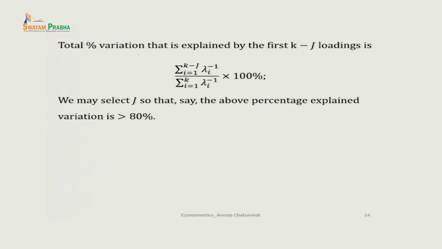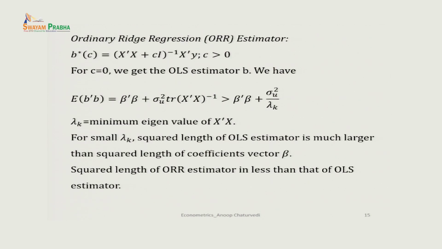Then the total percent variation that is explained by the first k minus j loadings is summation i equal to 1 to k minus j lambda i inverse upon summation i equal to 1 to k lambda i inverse into 100. So, this is the percentage of variation explained by k minus j principal components or k minus j loadings. Then we may select j so that the above percentage of variation explained is more than say 80%. So, this is a rough rule. If this quantity is more than 80%, then now we consider the ordinary ridge regression estimator.